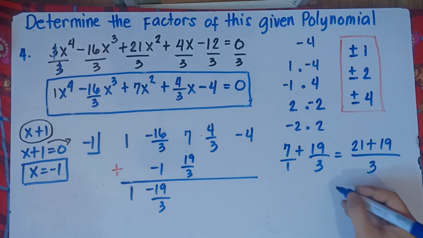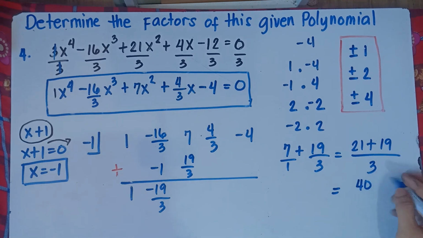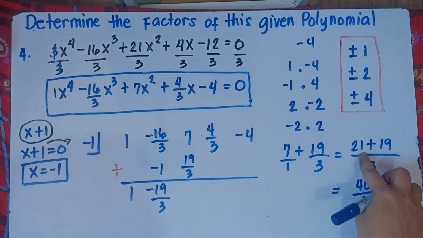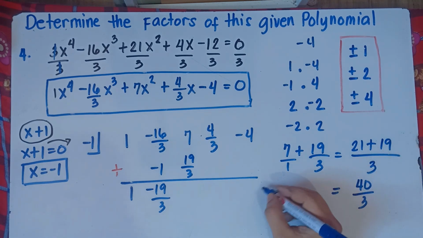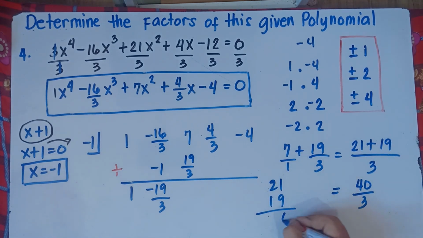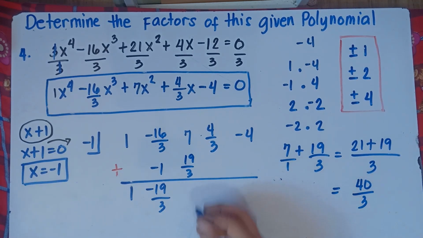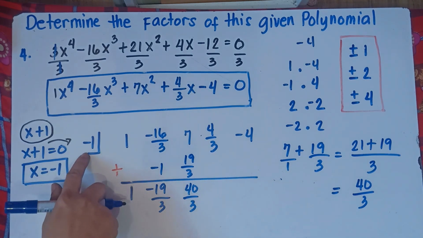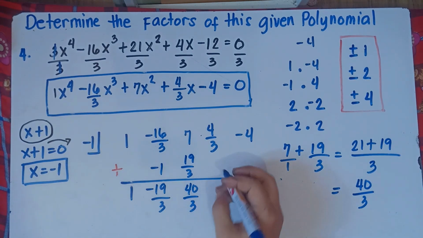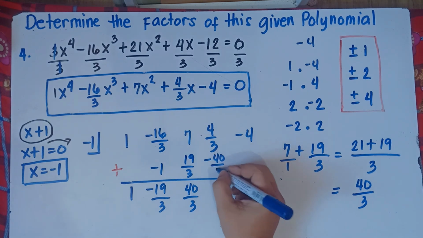Then you combine. So 21 plus 19, that would be 40, right? 21 plus 19, that is 40. Then divided by 3. So 40 over 3. Once again, 21 plus 19, 0, carry 1, that is 40. 40 over 3. So this will be 40 over 3 times negative 1. So negative 1 times 40 over 3, that's negative 40 over 3.